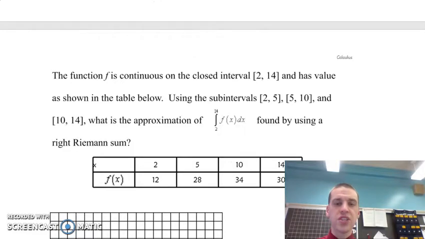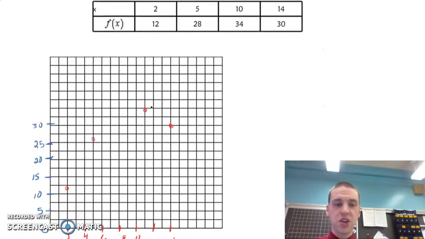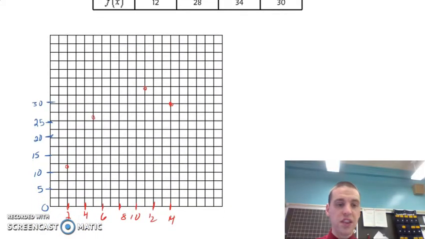And so here's a question that does not involve an actual function. It's just going to give you some endpoints here. So the function f is continuous, must be, so we can use Riemann sum, on the closed interval 2 to 14, and it has some values. This is important to know. This gives you the sub-intervals. It's telling you what we're going to use. So what I would like you to do is just draw a quick sketch of this graph with the rectangles. Pause the video and do that now.